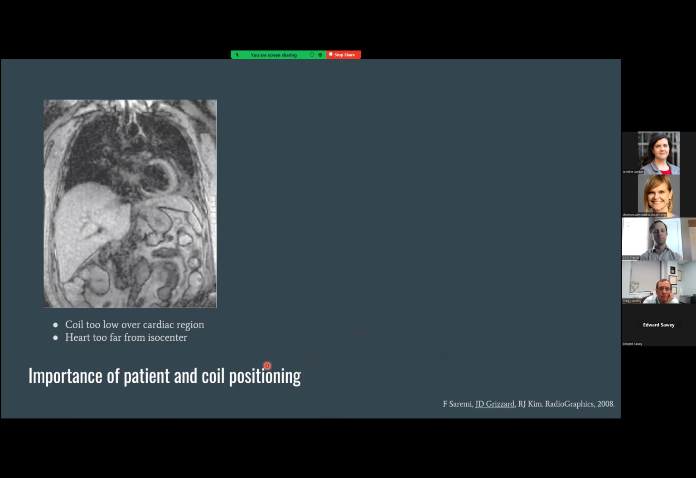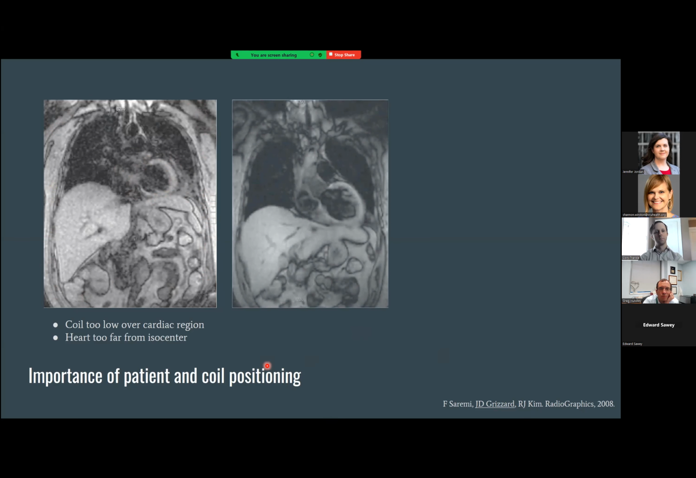So if we reposition the anterior coil array over the heart, and then we reposition the patient so that the heart is at isocenter, we can see that we have improvement in our image here. So things look much better. And you'll also notice that the signal to noise ratio is higher.